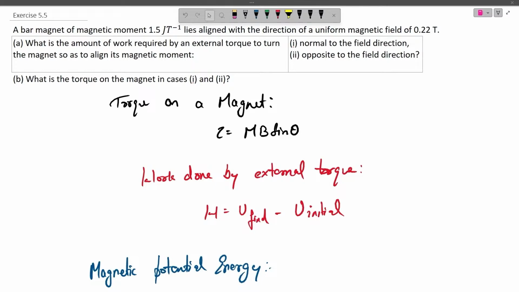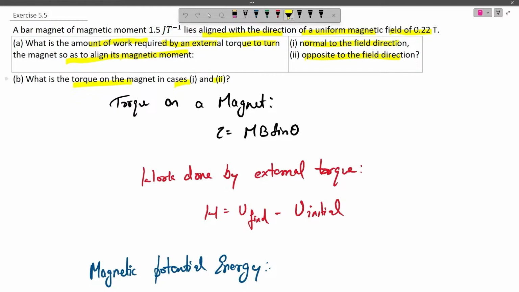The question says that a bar magnet of magnetic moment 1.5 joule per Tesla lies aligned with the direction of a uniform magnetic field of 0.22 Tesla. What is the amount of work required by an external torque to turn the magnet so as to align its magnetic moment normal to the field direction and opposite to the field direction? And what is the torque on the magnet in case 1 and 2?